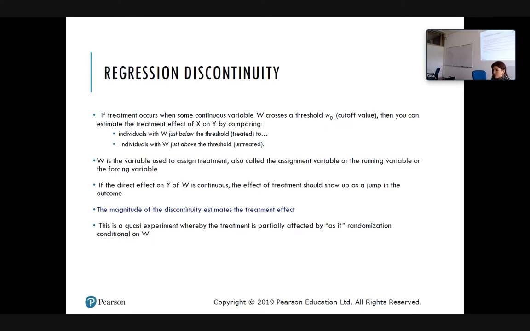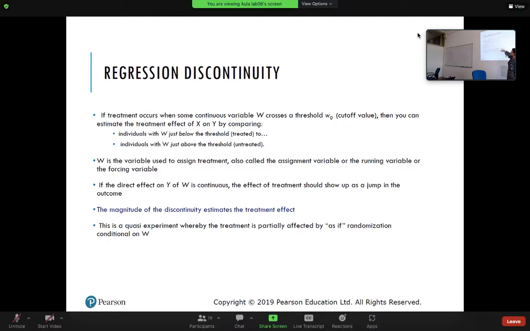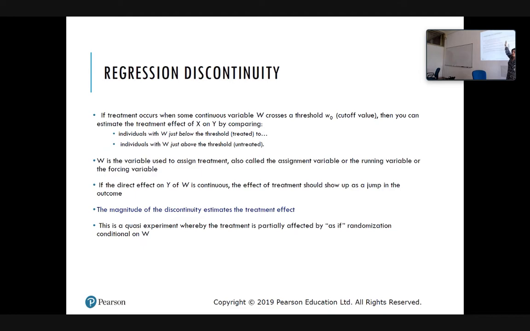in case of regression discontinuity, which we exploit. This is the case in which the treatment occurs when this other variable on which the treatment depends is continuous, but you assign the treatment when this variable is above a certain threshold value or below a certain threshold value. So let's make an example.